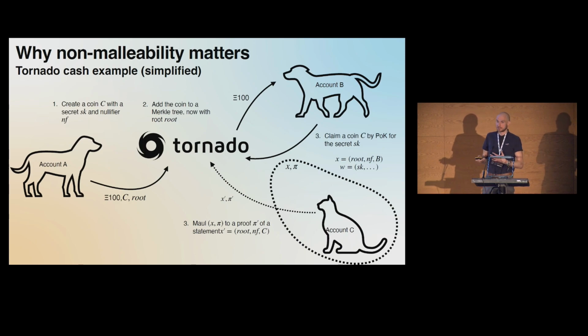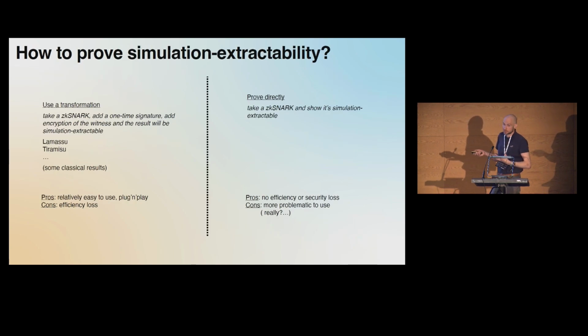And the important thing is that the standard definition of security for SNARKs doesn't prevent such attacks. So actually, a stronger security notion is required. And this notion is called simulation-extractability. It's not a new notion. It's been around for, I don't know, 20, 30 years probably. But I think with the rise of applicable zero knowledge, we should pay much more attention to this notion.